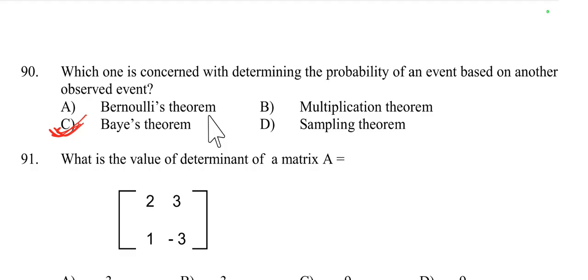Then the other theorems. Bernoulli theorem deals with large numbers and probability in repeated trials. When we take repeated trials probability, it is called Bernoulli's theorem. Multiplication theorem is used to calculate the joint probability of two independent events. Sampling theorem is related to signal processing, particularly in digital communication. So here the right option is option number C.